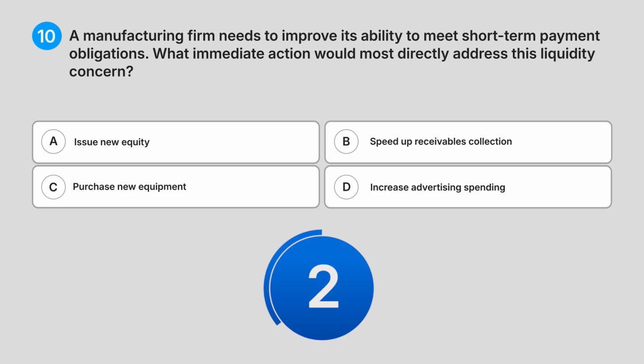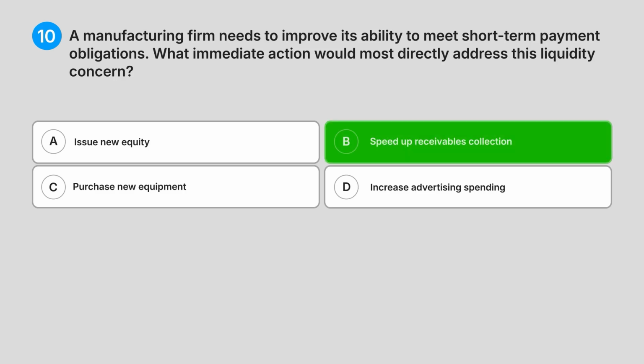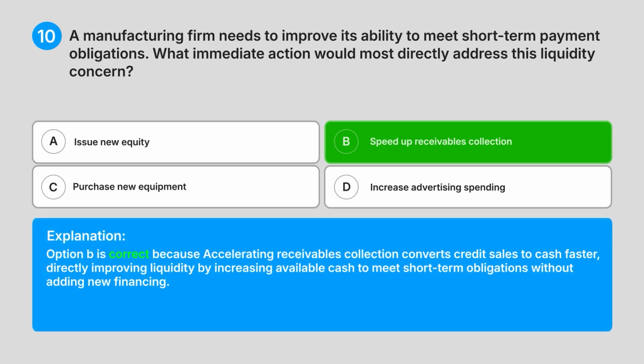Correct answer. B. Speed up receivables collection. Explanation: option B is correct because accelerating receivables collection converts credit sales to cash faster, directly improving liquidity by increasing available cash to meet short-term obligations without adding new financing.